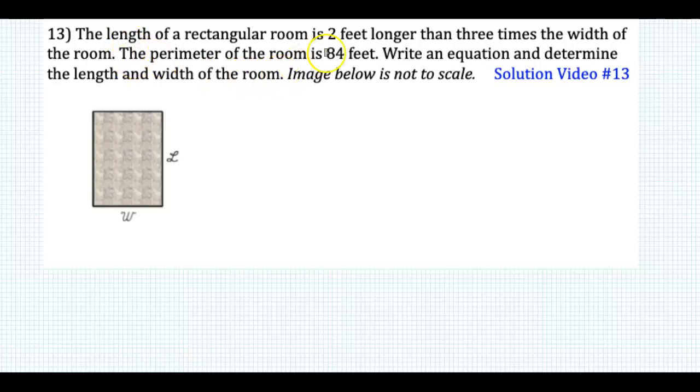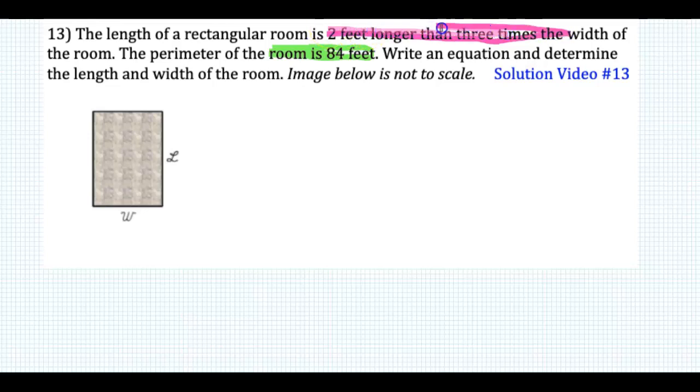The perimeter of the room is 84 feet. Okay, so that's pretty important. Write an equation to determine the length and width of the room. Okay, so we need to write an equation, and we're going to use that equation to help determine. Let's see, 2 feet longer than 3 times the width.